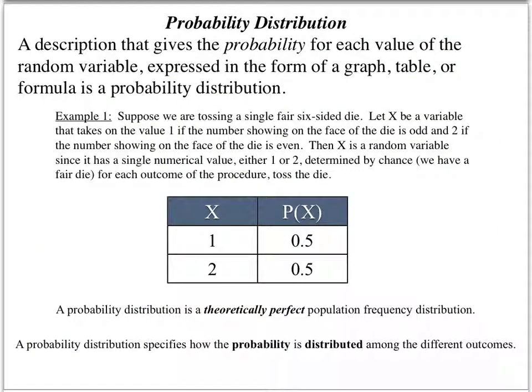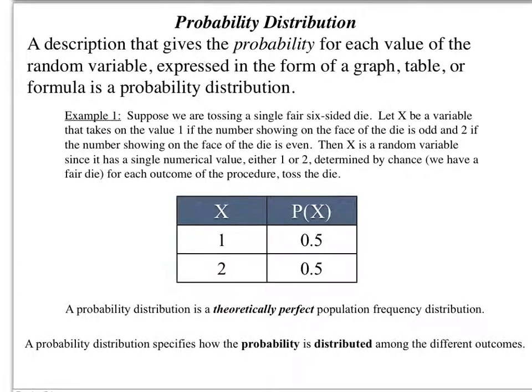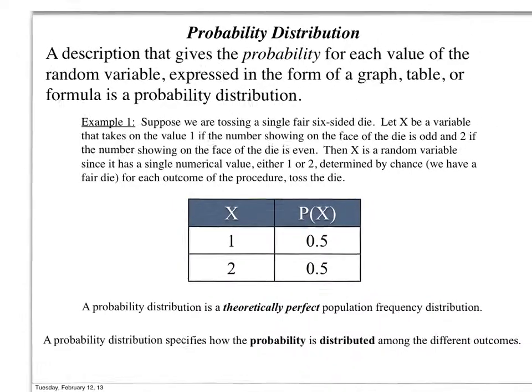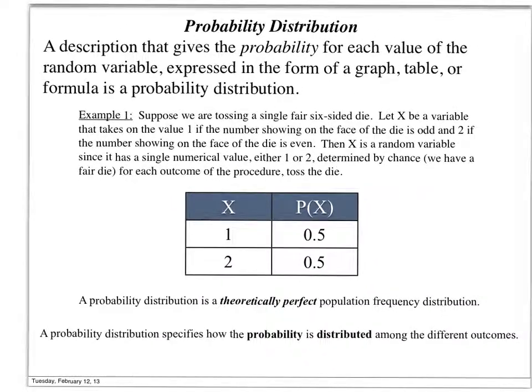Okay, once you know what random variables are, it's time to talk about the way that the random variable is distributed, and that's the probability distribution. A probability distribution is simply a description that gives the probability for each value of the random variable, and it can be expressed in the form of a graph, a table, or a formula.